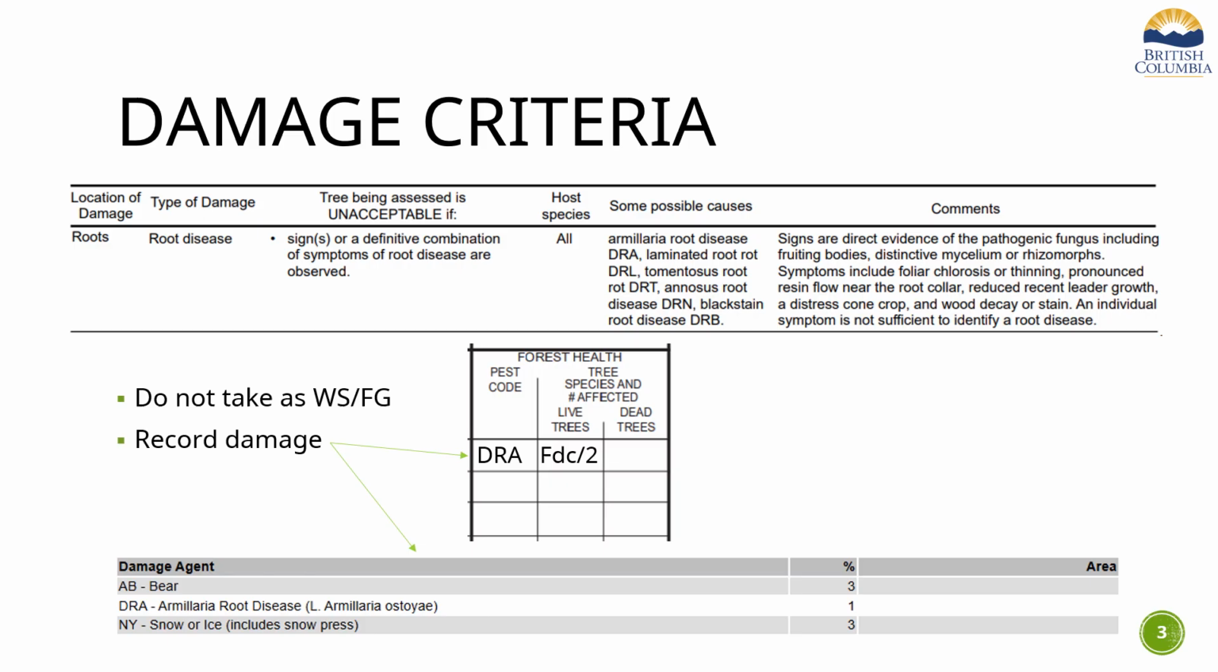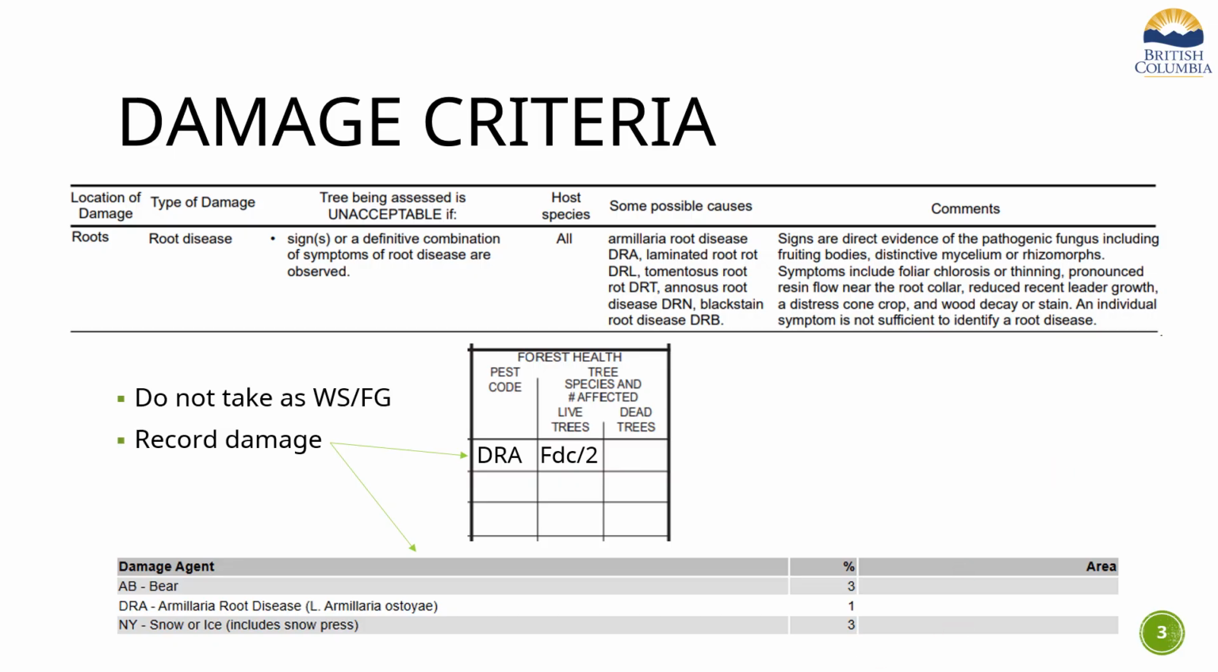So first, if you have any tree with signs of root disease or a definitive combination of symptoms of root disease, you would not take this tree as free growing. On top of that, you'd record the cause, the tree species, and whether the tree is living or dead. Then, when you're done the survey, you compile these forest health tallies across all plots and report the percent damage for the stratum. And this is what it would look like in results.